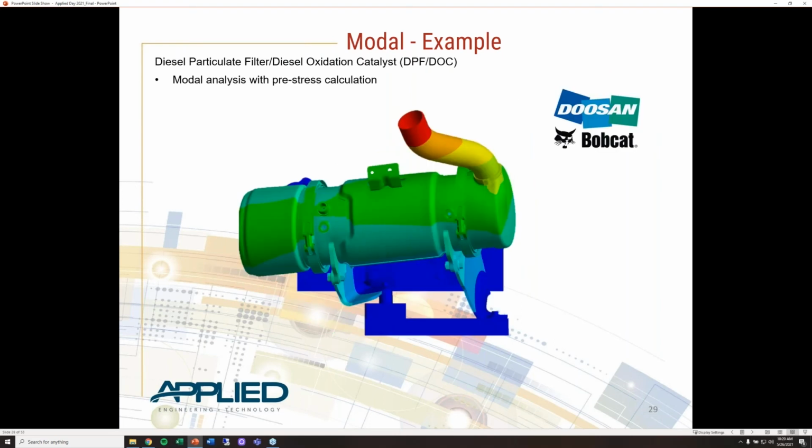We also have a DPF DOC from Doosan Bobcat that our team ran here, and this is another modal analysis with a pre-stress calculation. This is basically an engine aftertreatment product. This bolts right up to the engine and processes the exhaust. Engines tend to vibrate a little bit, so we want to ensure anything in close proximity to the engine is not going to resonate or damage itself due to those forced vibrations. So another great example here from one of the projects we did with Doosan Bobcat.